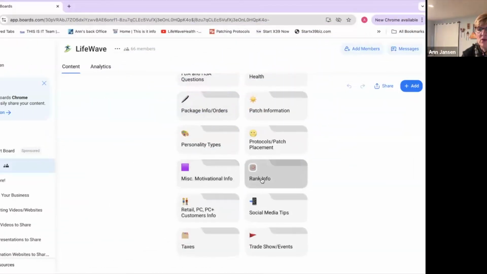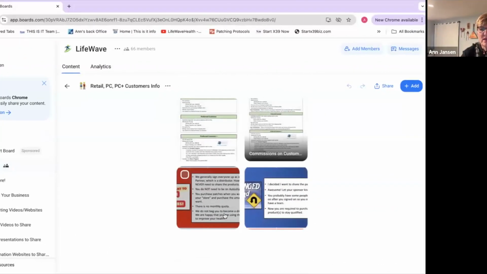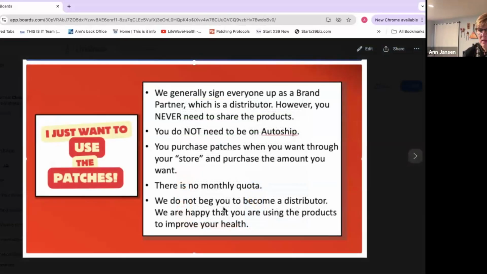So rank info like manager, director, if you want to know about that, you go there. Retail customer. Sometimes we don't know if we should sign somebody up as a retail customer or a brand partner. I personally signed everybody up as a brand partner, which is a distributor, because you don't know what's going to happen in the future. They do not need to be on autoship. They purchase patches when they want through their store, which is another whole video that I have, how to purchase patches. And then there's no monthly quota, and we do not beg you to become a distributor. We're happy that you are using the patches to improve your health.